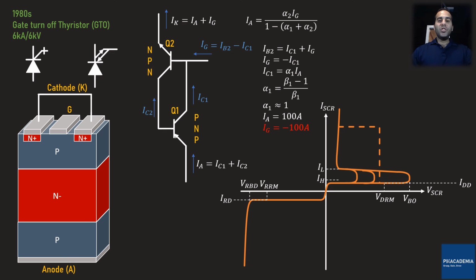As a result, the GTO is designed to have smaller values of beta or alpha. Even if beta is 2, which is a very small current gain, alpha 1 becomes 0.5. So if I again consider that IA equals 100 ampere, the gate current must be minus 50 ampere to turn off the GTO. So what we can conclude from this discussion is that the GTO is not a proper device for high power applications because of the current gain issues.